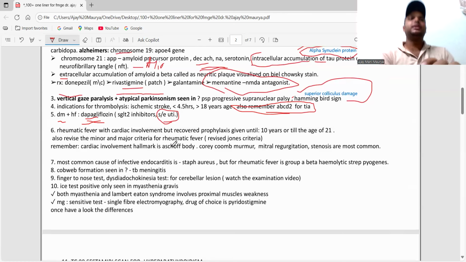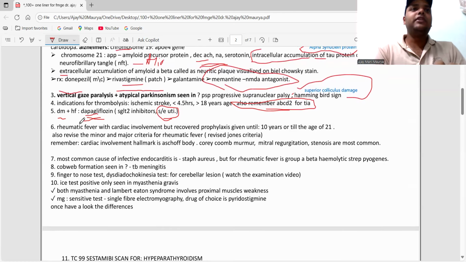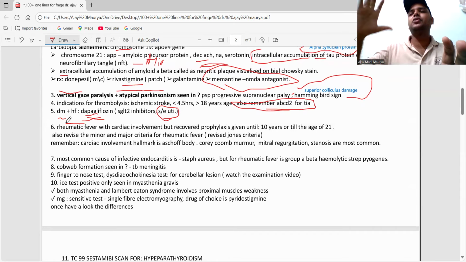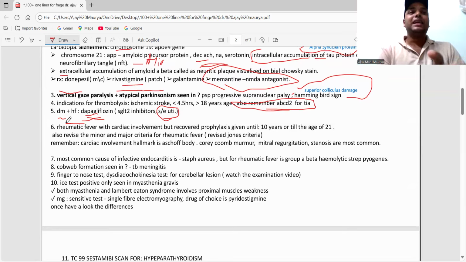Okay. The next question, the sixth one, is rheumatic fever. Please try to build your knowledge and try to mug up everything about the topic. Just go ahead and try to read everything about the topic. Next I'm talking about rheumatic fever. You have to open that topic and just revise whatever I'm telling, okay?